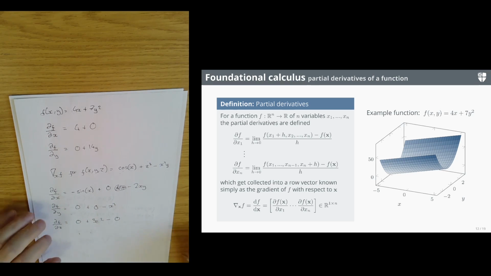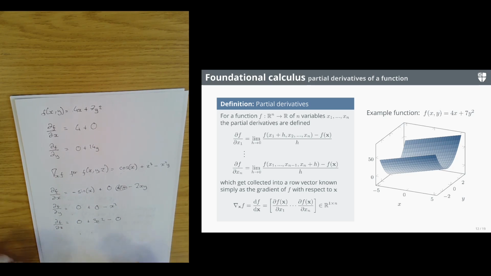So for functions with lots of inputs, like a deep neural network operating on images, we're going to collect all of those partial derivatives into a row vector, which we call the gradient of the function with respect to all of its inputs. So yeah, I recommend you visit Wolfram Alpha and type in some more multivariate functions and see if you can differentiate them.